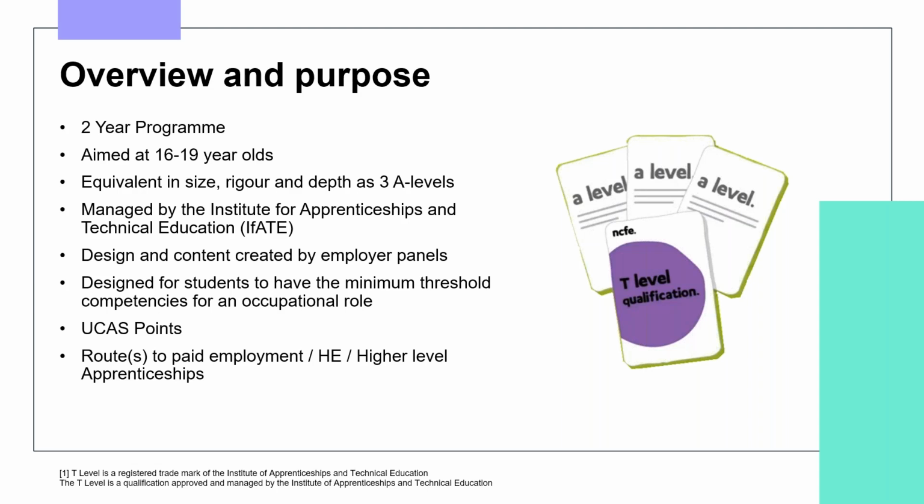And they are equivalent in size, rigor, and depth to 3 A-levels and do attract UCAS points as well. T-Levels are owned by the Institute for Apprenticeships and Technical Education, and the design and content of the T-Levels came from employer panels in the relevant industries. Because of these employer panels, T-Levels offer students a route to paid employment. And UCAS points are also available for the completion of a T-Level, so students can progress on or onto a higher level apprenticeship.